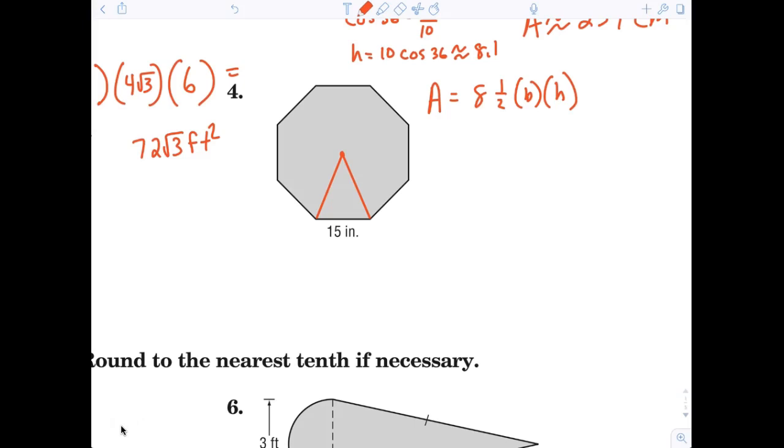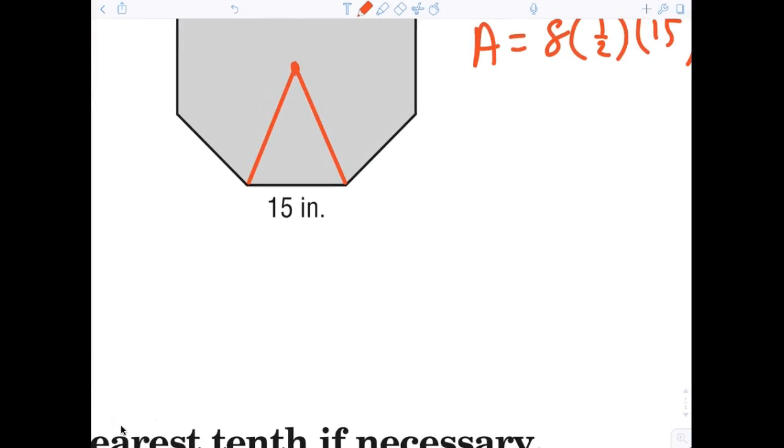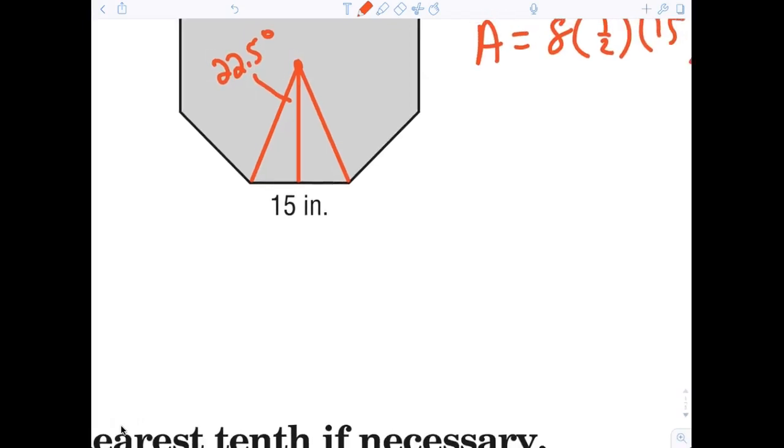Now we already know the base is what? 15. Come on, stay with me. So A is equal to 8 times 1/2 times 15. Now I have to figure out what the height is. All right, so what's the central angle? 45. Beautiful. So now, from there, I draw the height. What does that do to the angle? Right, so your angle now is 22.5 degrees, correct? Yes. And then your leg would be what?